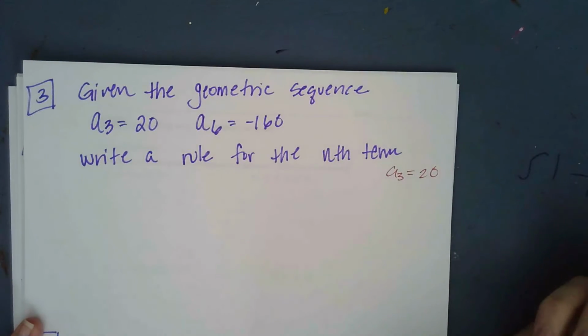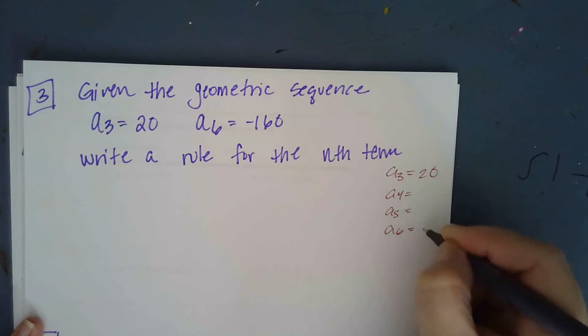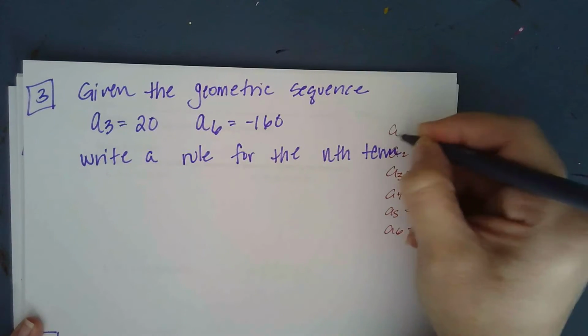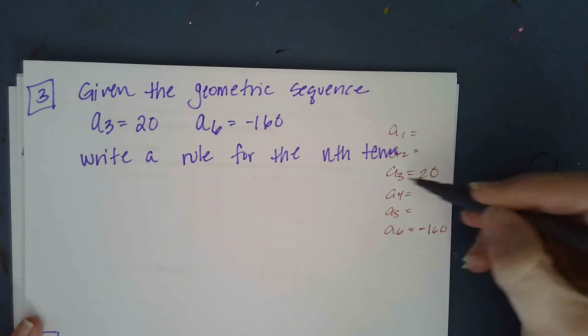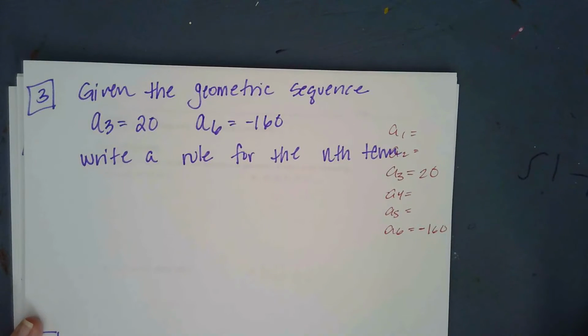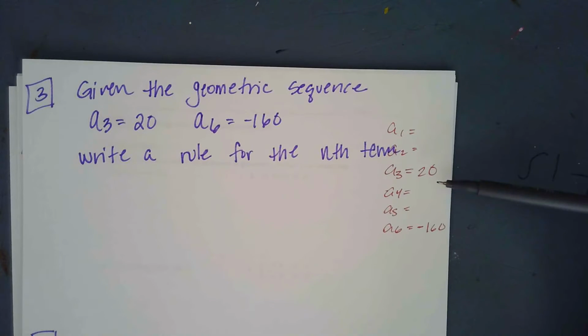We know the third term is 20. We know the sixth term is negative 160. And so ultimately what we're trying to figure out is the first term and what we're doing to get from one term to the next. So you could figure out, okay, there's 1, 2, 3 jumps, right? And this is not a linear function, so we can't just divide our difference by 3 because we're not increasing by a constant amount, but you can think about what you are doing to get from one value to the next.